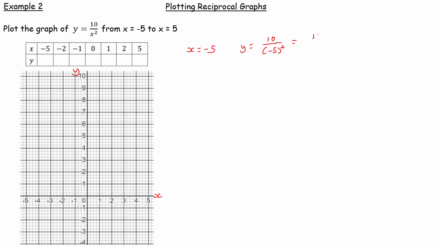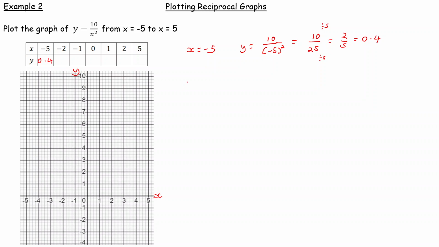So that's equal to 10 over negative 5 squared, which is minus 5 times minus 5, which is positive 25. So we're doing 10 over 25, which if we divide top and bottom by 5 is equal to 2 over 5, which is equal to 0.4 as a decimal. If you could use a calculator, you could have just put that in your calculator to get 0.4. So that's our first y value, 0.4.